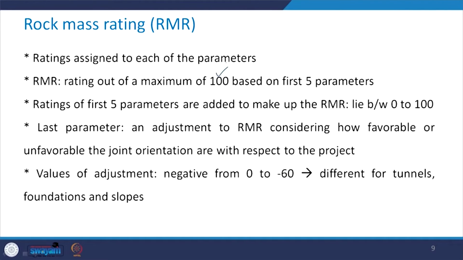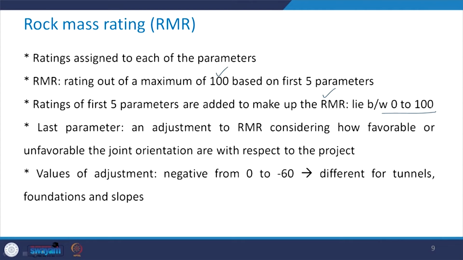In this classification system, all these 6 parameters are assigned a rating, and the RMR is obtained out of these 6 ratings. The ratings of the first 5 parameters are added, and the maximum value of this addition can go up to 100. So the sum lies between 0 and 100. The last parameter, joint orientation, is an adjustment to RMR considering how favorable or unfavorable the joint orientations are with respect to the project.